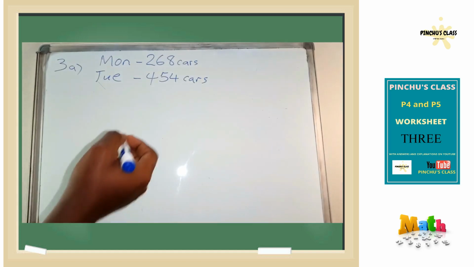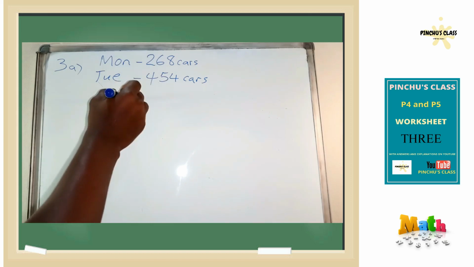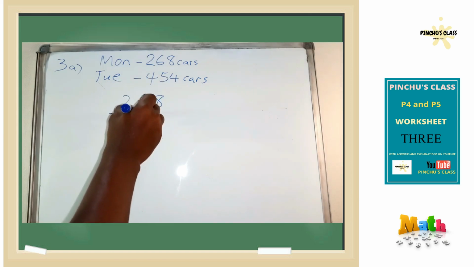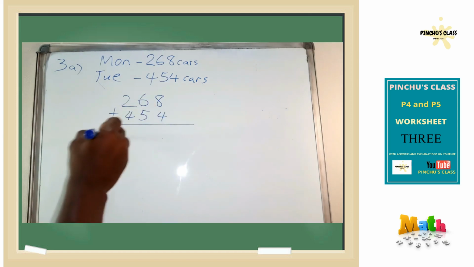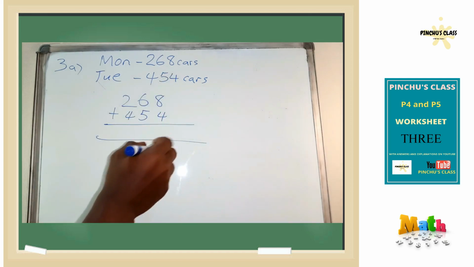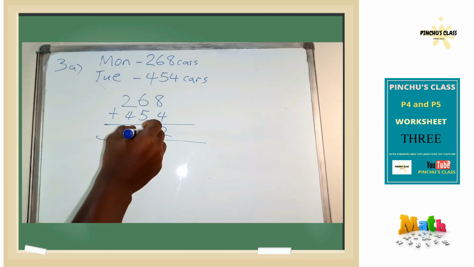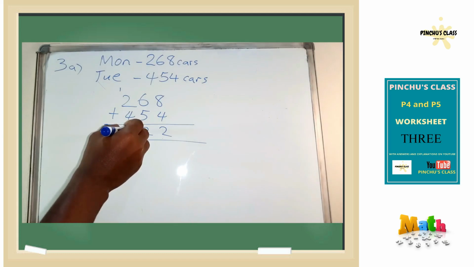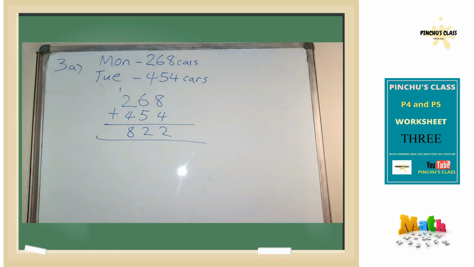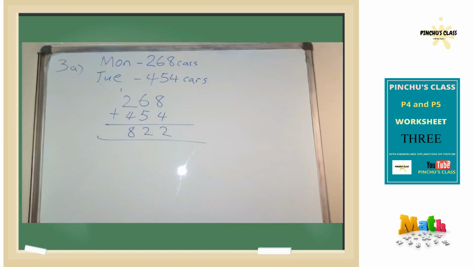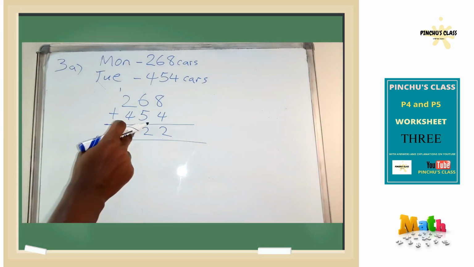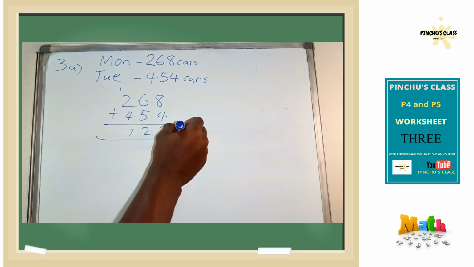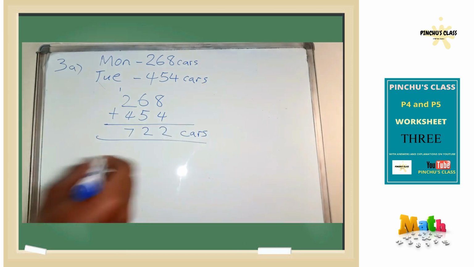So this becomes easy because we are now adding all of them. 268 plus 454, and then this is 2 carry 1, this is 2 carry 1, and that is going to be, sorry, this is going to be 7, not 8. He counted 722 cars altogether.